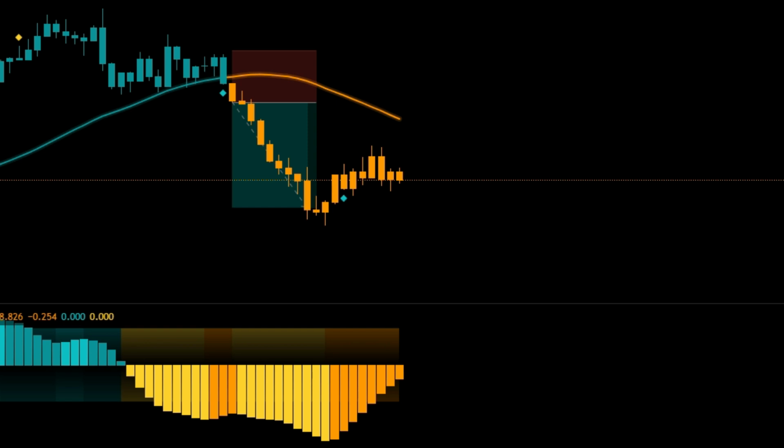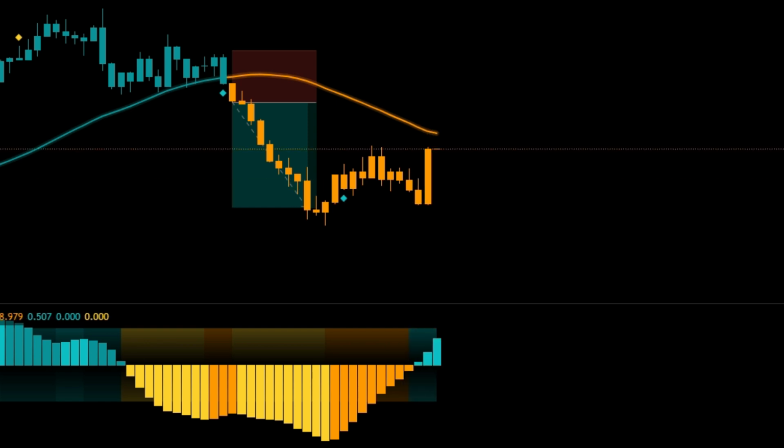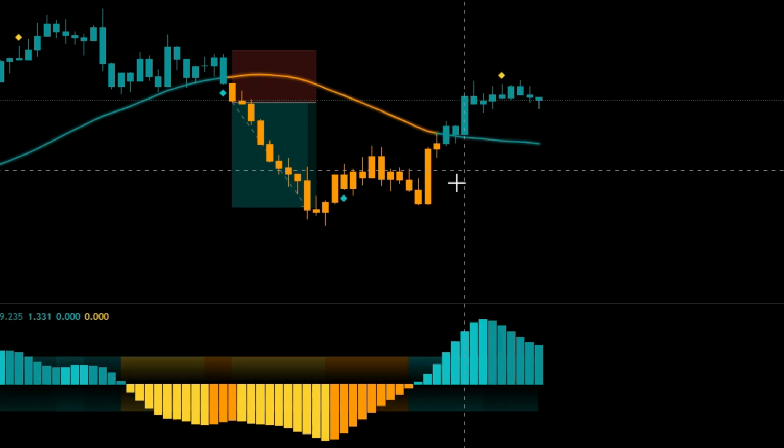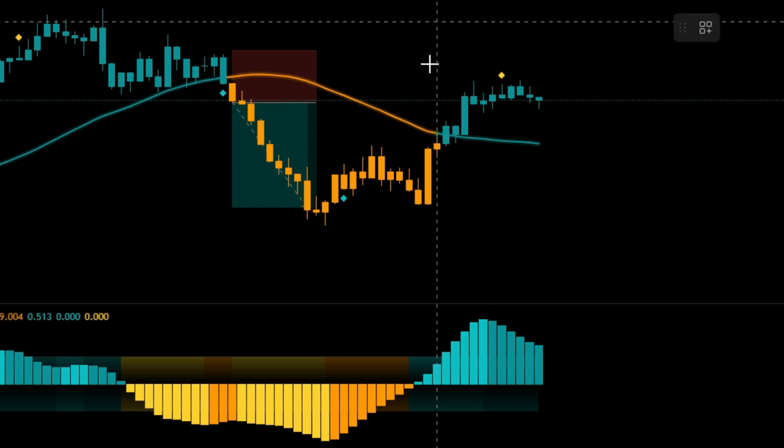Taking one more example, here the histogram swiftly turned bullish, plus the bullish candle crossed the moving average, so entering long.